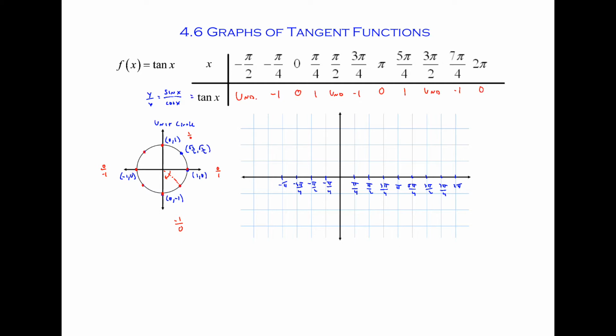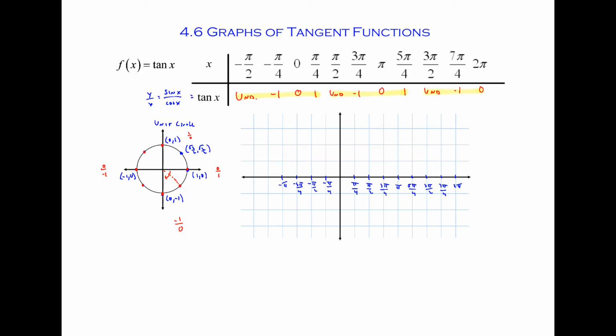So we went through a couple different periods here. Undefined, negative 1, 0, 1. Undefined, negative 1, 0, 1. Undefined, negative 1, 0, and then 1 on the next one. So what you're looking at here is the period. As it starts to repeat, you see each of those values. So let's go ahead and graph this and see what we get.